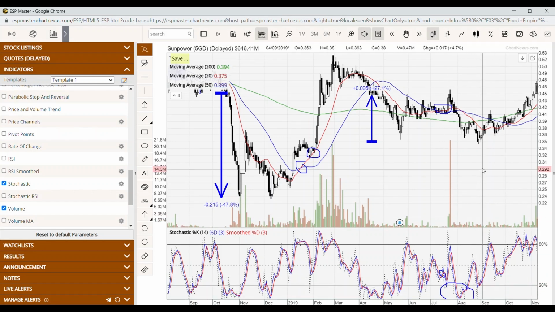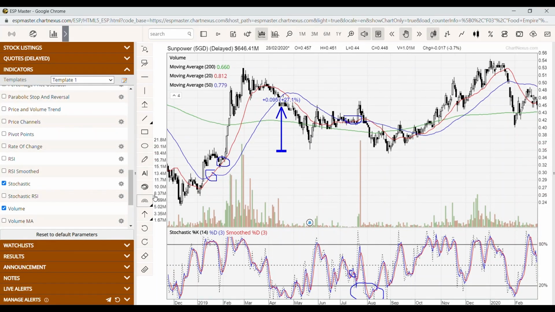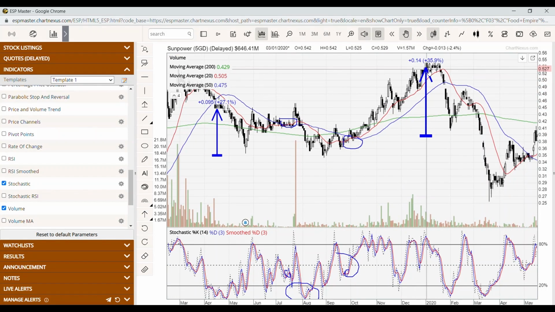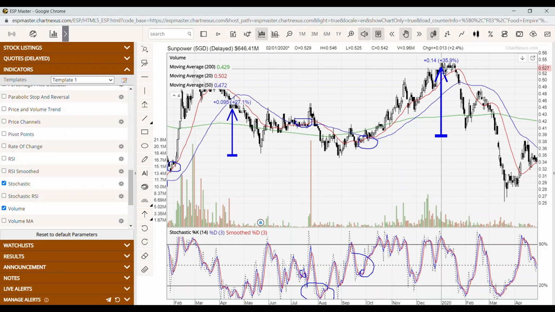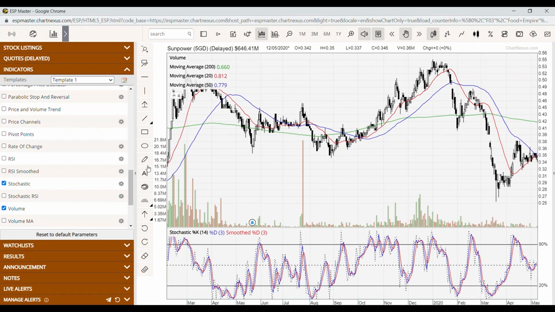Here, an oversold area, and it starts coming back again. Crossover happens, crossover happens. 30%, and when you try to cut loss, why can't I click? Why can't I click that?